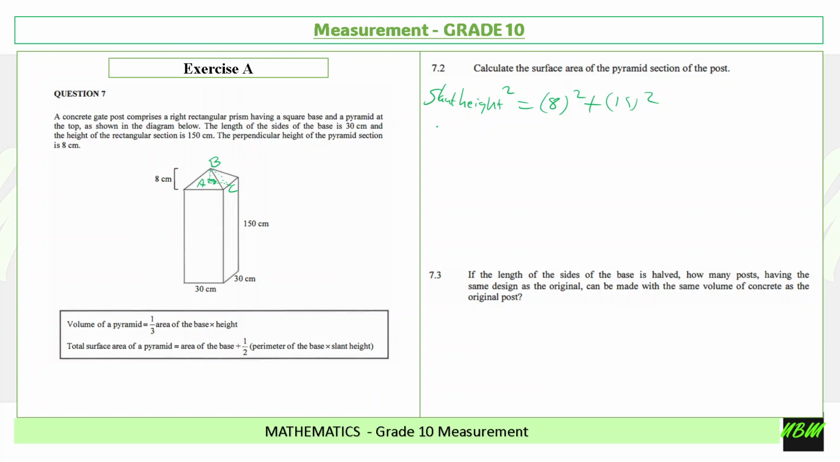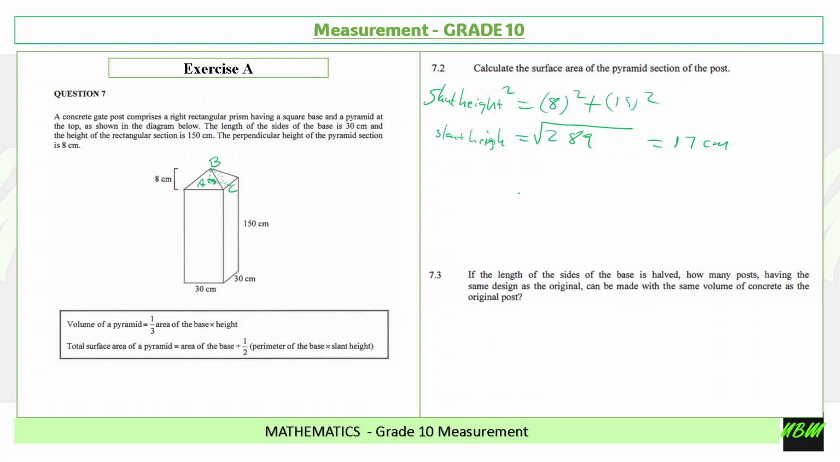And then we have our slant height equals to, we are now going to take the square root on both sides. It will be the square root of 8 squared plus 15 squared, which is 289. Then the square root of 289 is equal to 17. Therefore, our slant height will be 17 centimeters.